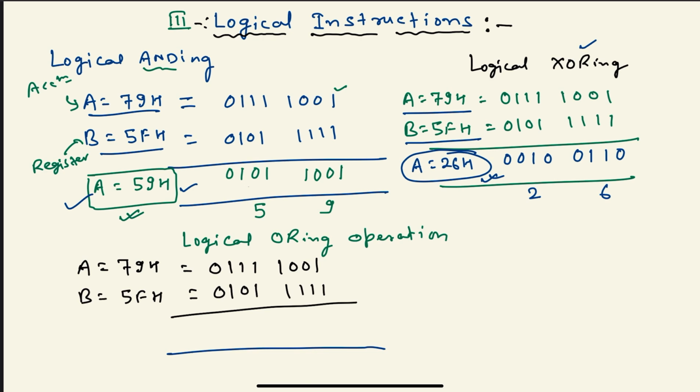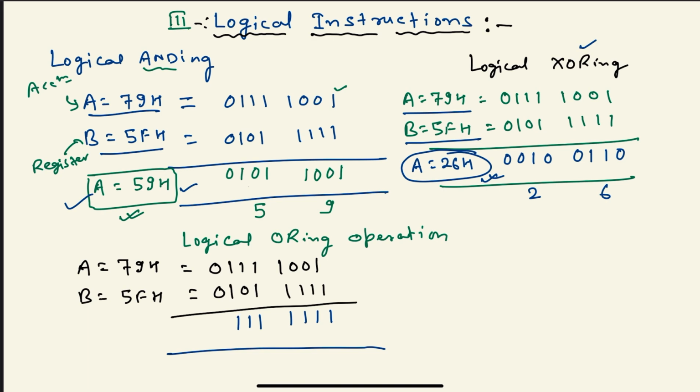From the first stage, 1 ORing with 1, their output will be 1. 0 ORing with 1, their output will be 1. Third stage, 0 ORing with 1, their output will be 1. From the fourth stage, it is 1. From the fifth stage, it is 1. From the sixth stage, 1 ORing with 0, it will be 1. From the seventh stage, 1 ORing with 1, it will be 1.